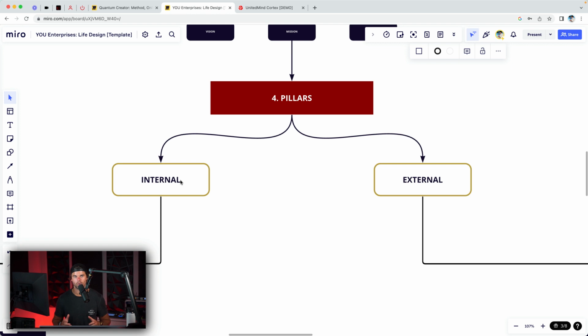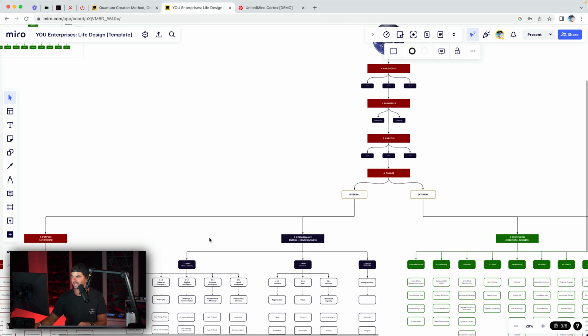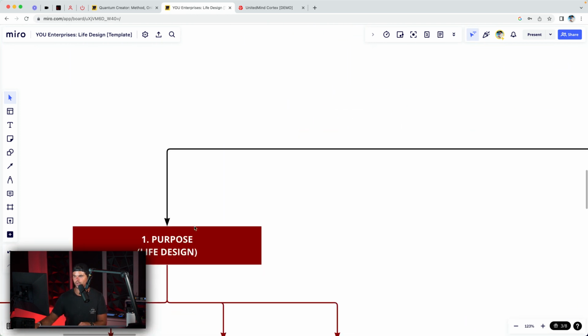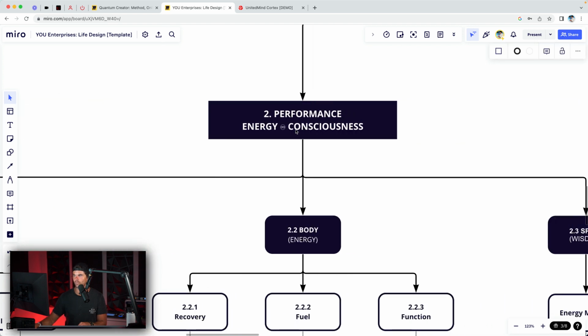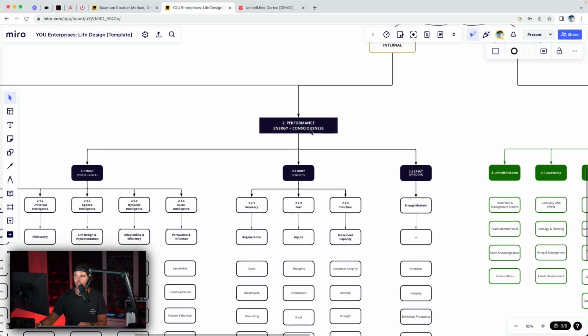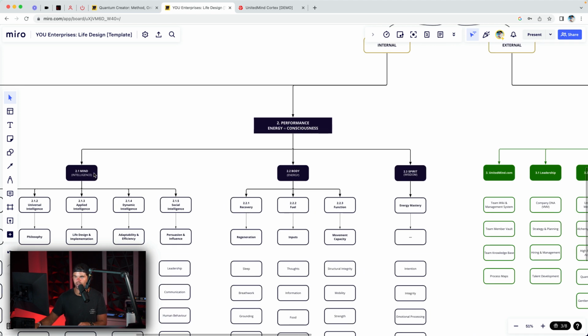Internal pillars, which are essentially everything within you, within your mind, body, spirit complex, within your operating system, everything that you can have a direct control over. And then the external world, which is a mirror and reflection of your internal world. So you'll notice the internal are your purpose and life design, and your performance, which is your energy and based on your energy and your consciousness, which is a derivative of the inner workings of your mind, body, and spirit complex.